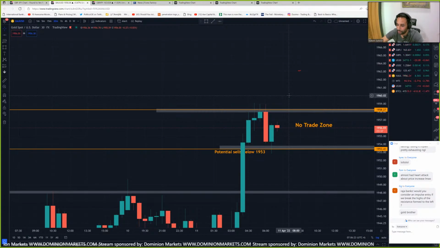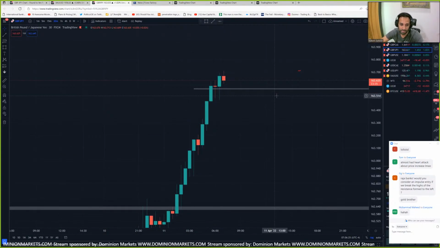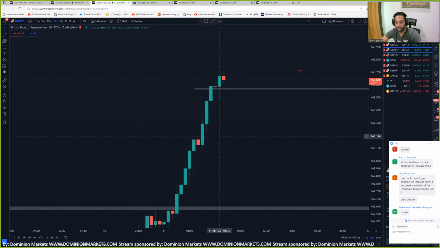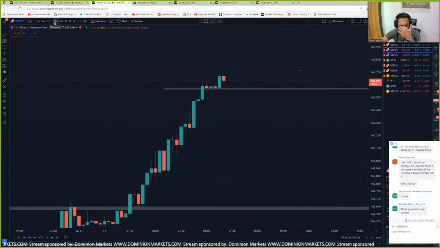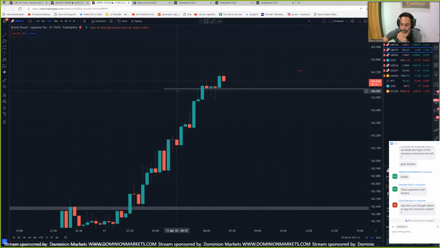GJ likely to tap support and continue up? Yeah, for sure. I would say price should maybe retrace till 163.200. Honestly, I would look for a sell on pound yen if we can break below 163.540. Yeah, that's going to be pretty good.